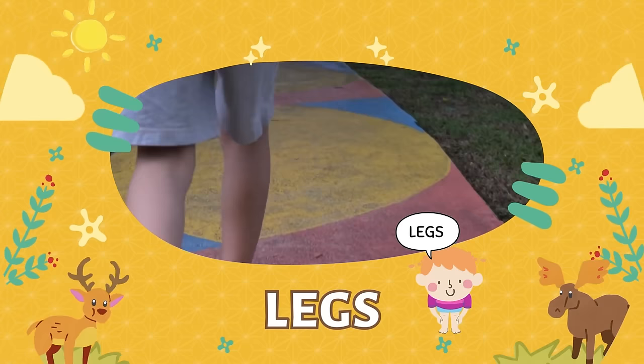B. B is for banana. B is for bee. B is for bus. B is for bicycle. B is for bag. B is for bear.